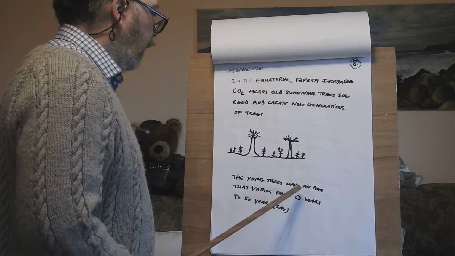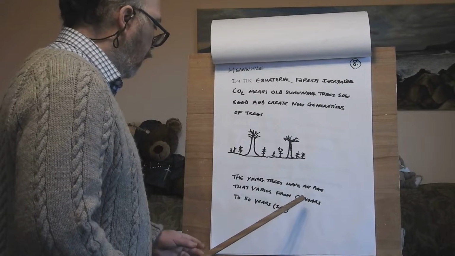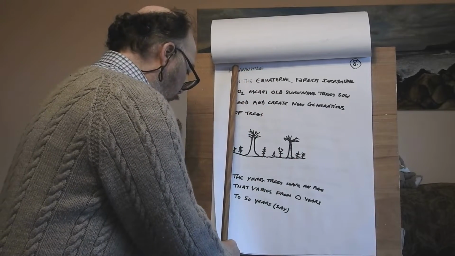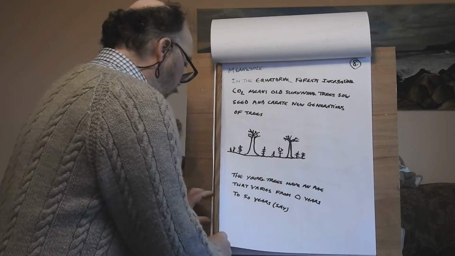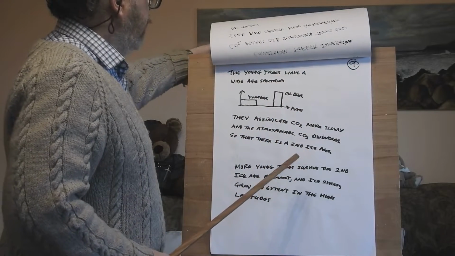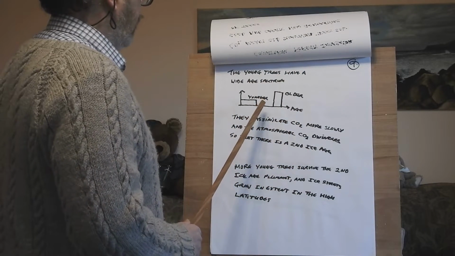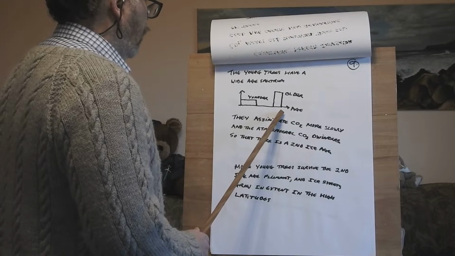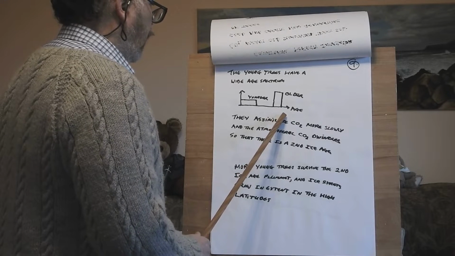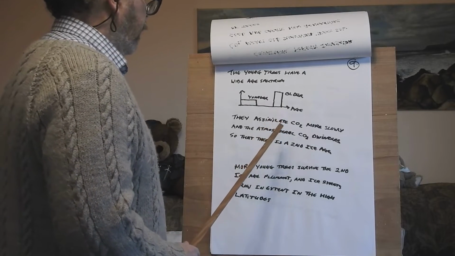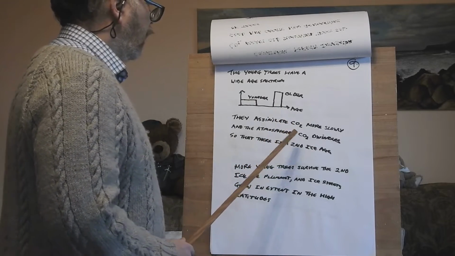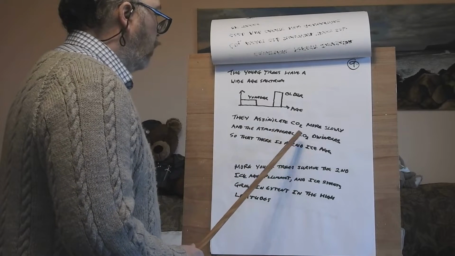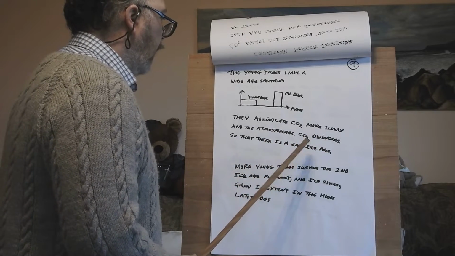The young trees have an age that varies from 0 years to 50 years, say. So you've got a wide age spectrum here for the young trees, up to 50 years old, and the old trees are older. They're the ones that sow the seed for the new forest to grow. So the young trees assimilate CO2 more slowly, and the atmospheric CO2 dwindles, so that there is a second ice age.